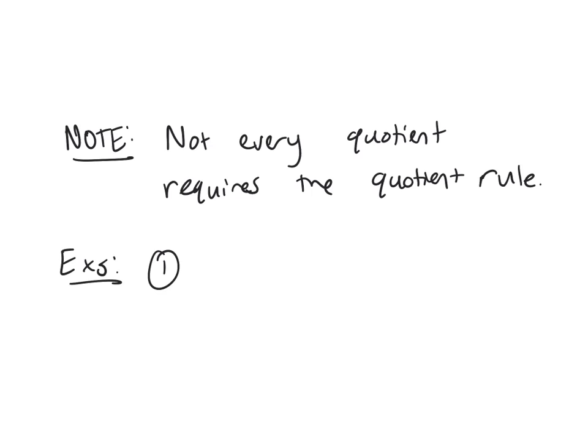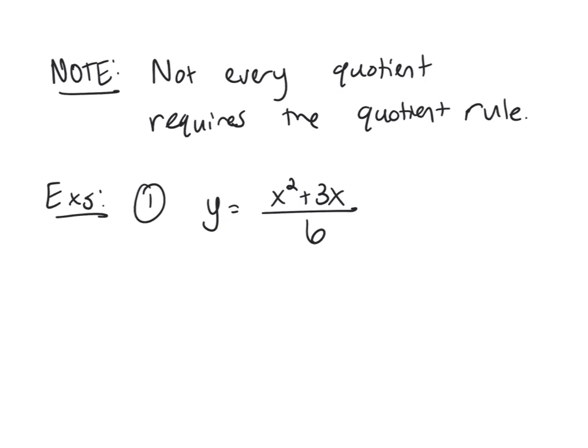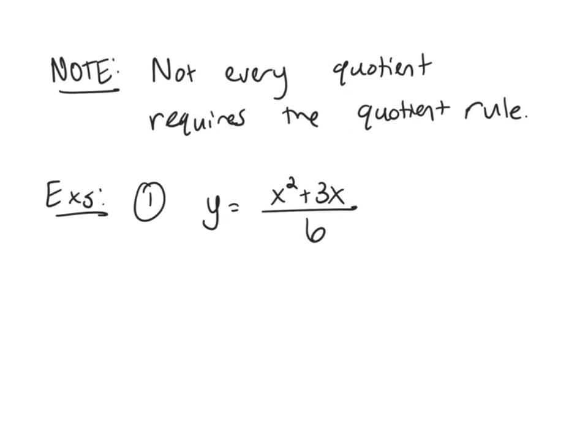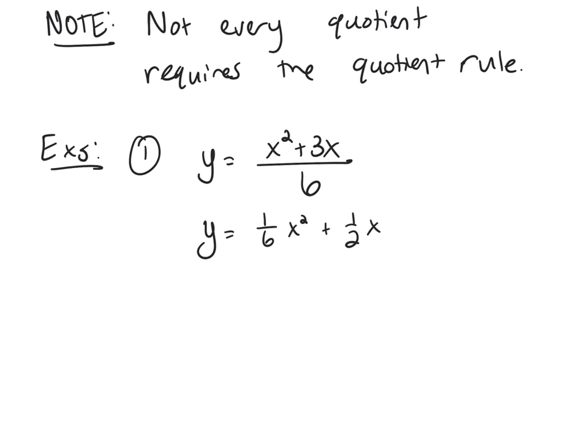I'm going to give you two. The first one is the function x squared plus 3x all divided by 6. Now, yes, this is a quotient, but I can rewrite the function so that I don't have to use the quotient rule. So 1/6 x squared plus 1/2 x. Just divide 6 into each term in the numerator.